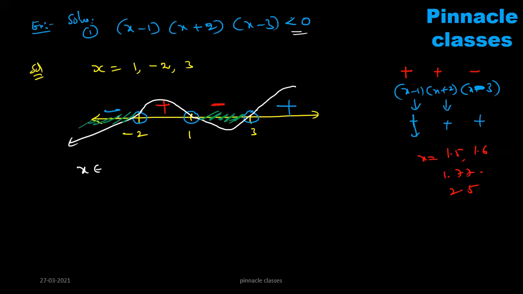Green color is the required region. Please up to this one. That is the answer. Starting from minus infinity to -2. Now again my question is, here we have to keep open interval or closed interval? Open interval. Yes. Union. Again, open interval 1, 3. That is the answer.